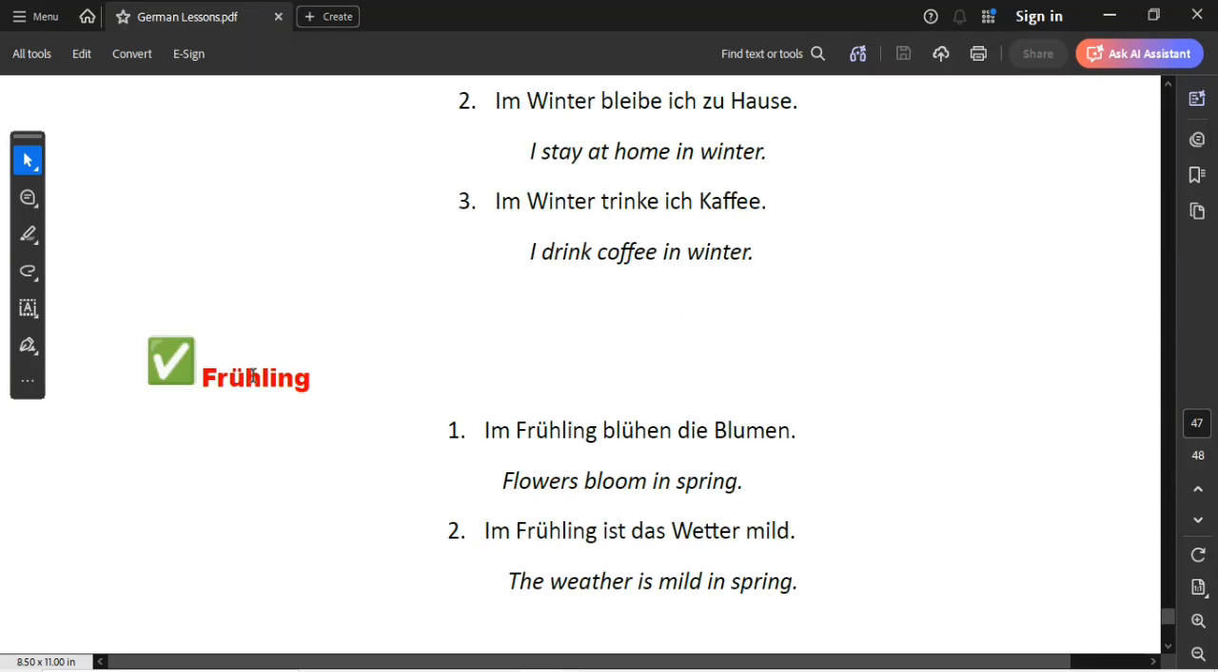Next is der Frühling. Remember, this is spring. So, Im Frühling blühen die Blumen. Flowers bloom in spring. So, the second example is Im Frühling ist das Wetter mild. So the weather is mild in spring.